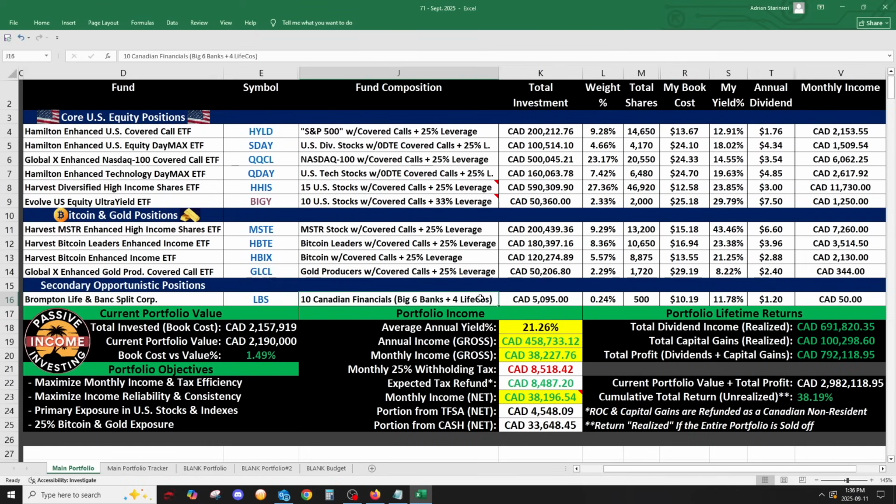So I added LBS in there. I think Brompton's a fantastic split fund manager. I think they're the best. LBS is their top split fund. The performance has been phenomenal. You could go back a long time. It's been out for more than 10 years, and the discount is just too crazy to ignore. And a little bit of Canada back in the portfolio, or what I think is the best of Canada, which are the financials, is back in the portfolio.